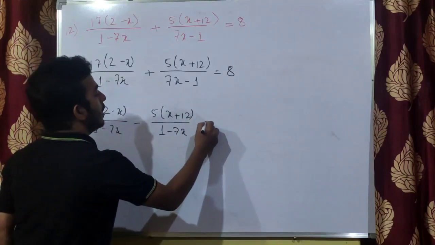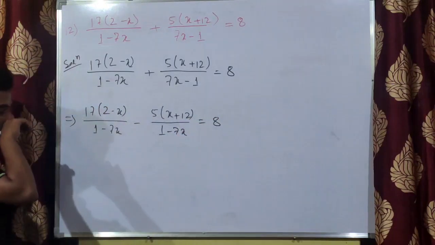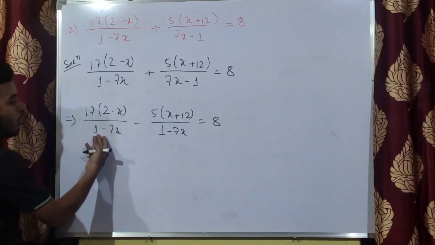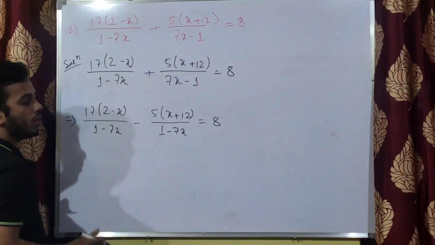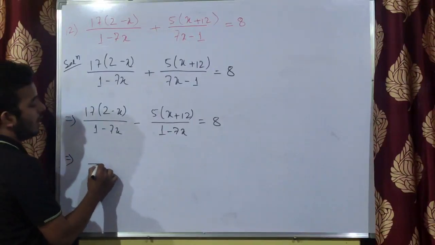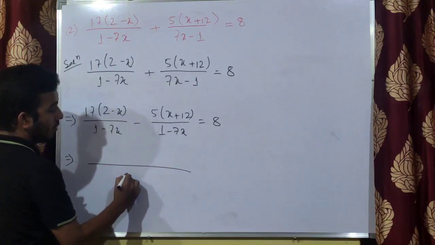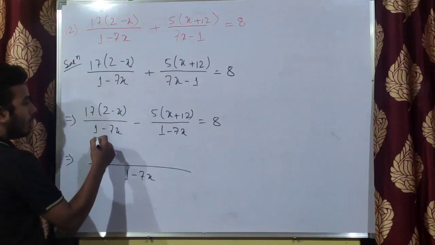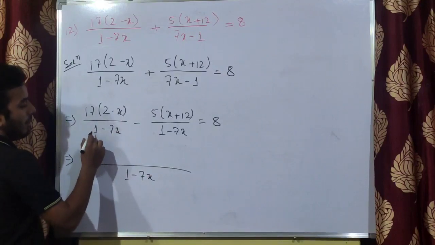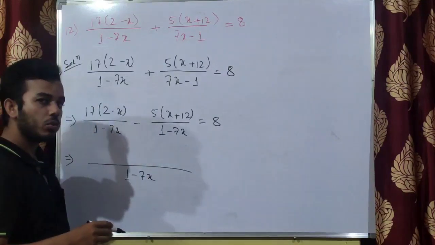Then equals 8. Now we can take the LCM as 1 minus 7x, right? Because here also 1 minus 7x, and here also 1 minus 7x. So let us start. Our LCM will be 1 minus 7x. Next, 1 minus 7x divided by 1 minus 7x is what?